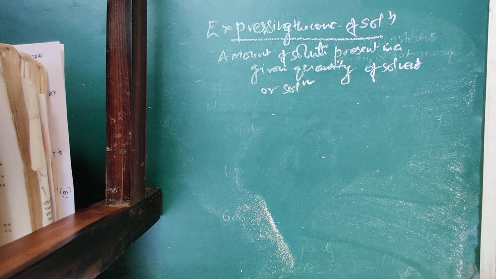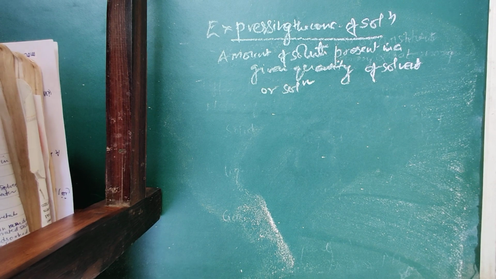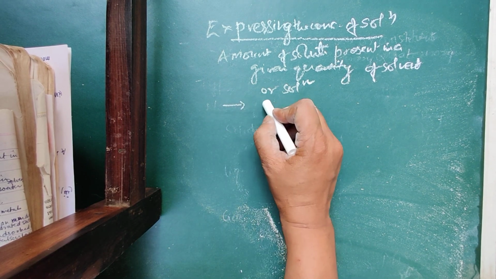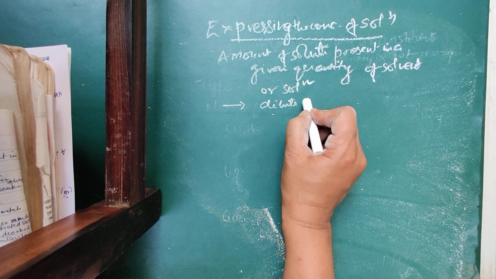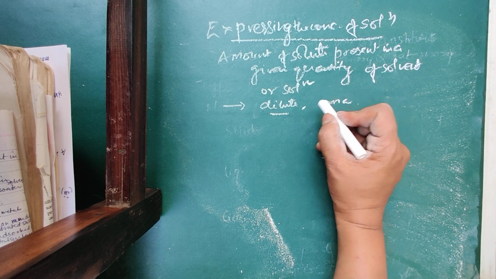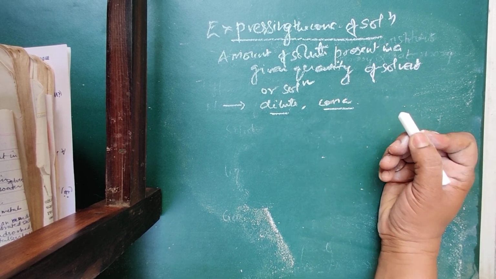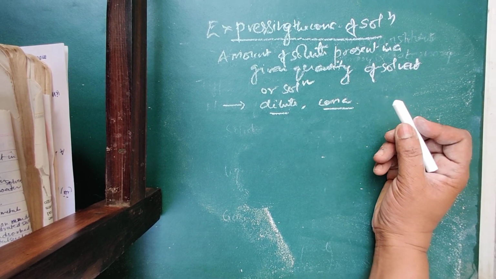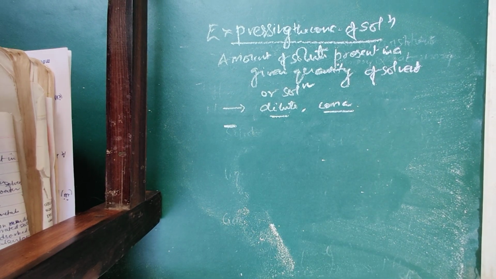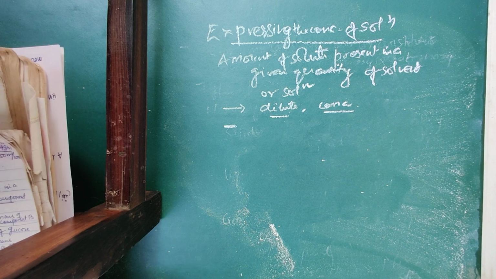So we can describe the concentration in terms of qualitative as well as quantitative. Qualitative means you will say it as dilute or concentrated. If the solute is a small amount, then it is a dilute solution. If the solute is in large amount, we will call it a concentrated solution. Now we are going to study quantitatively.